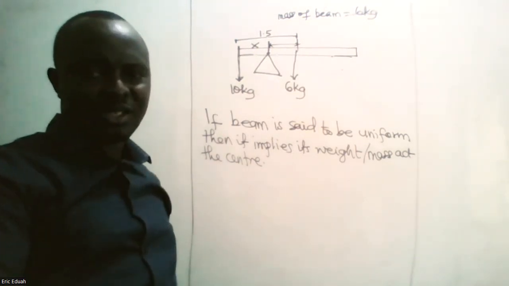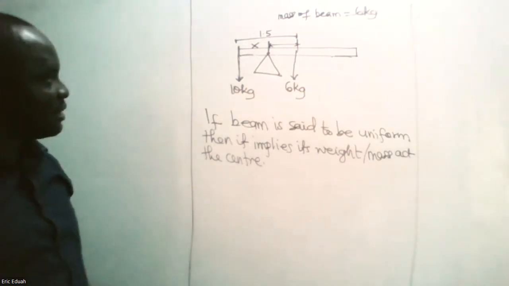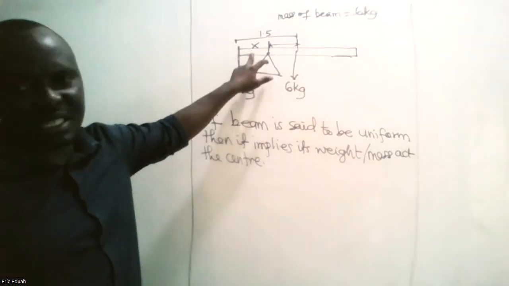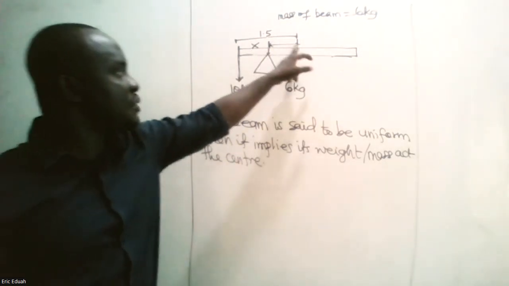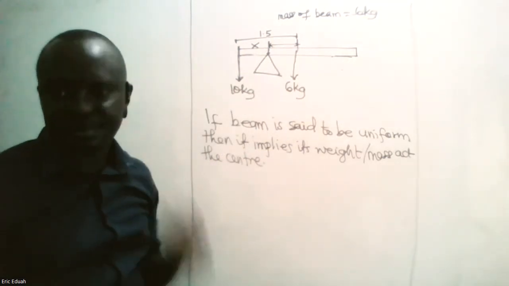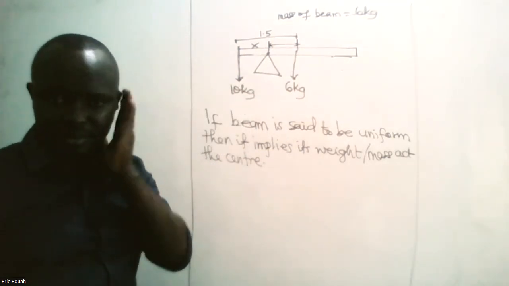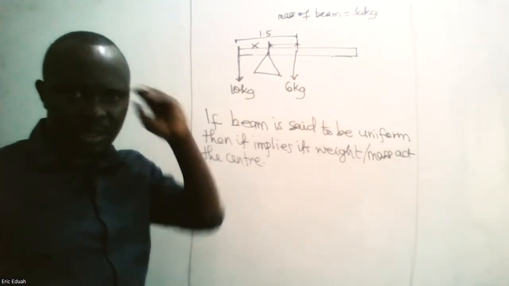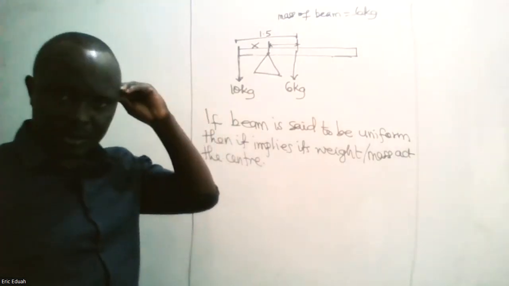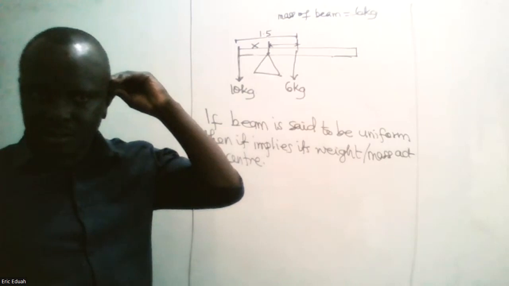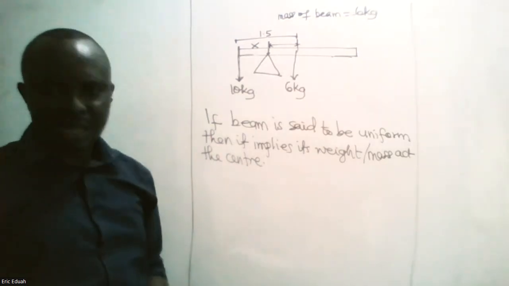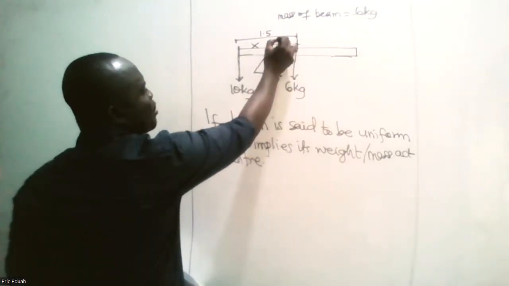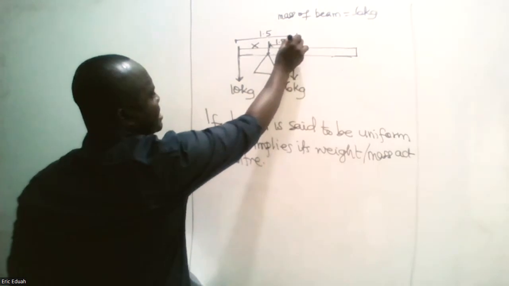Let's not waste time. Gloria, if this is X, what will be from here to here? Okay, Edita, go ahead. I think it should be 1.5 minus X. Exactly. So if this is X, then this will be 1.5 minus X.